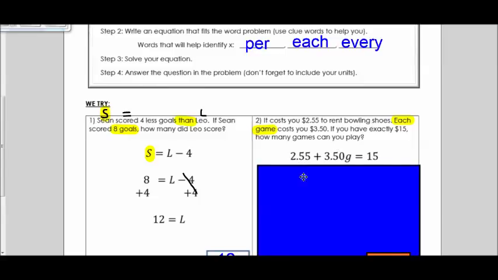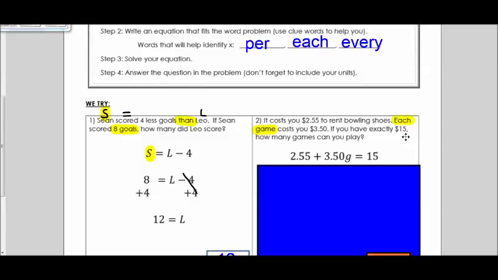$2.55 to rent our bowling shoes, that's just one time, plus $3.50 each game, so that "each" says that's where our variable is going to go. So that $3.50 is being multiplied times each game, because you're going to have to pay it every single time you play a game. But we don't know how many games we're having, so that's why we put the G in there for games. But we know that it has to be equal to $15 because that's how much money you have. You can't go over the $15, so we're going to set it equal to the 15.